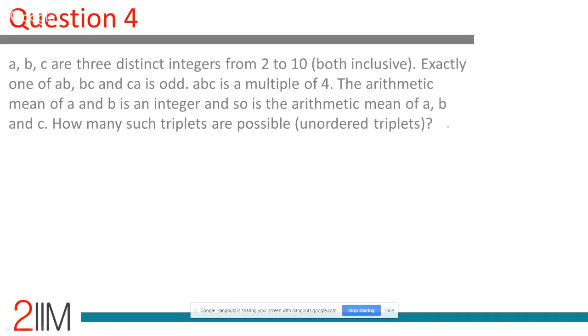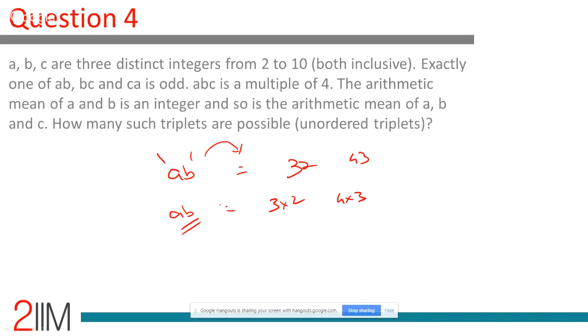A, B, C are 3 distinct integers from 2 to 100. Exactly one of AB, BC and CA is odd. And AB, BC and CA, they're not 2-digit numbers. That would come. You take that generally as a thumb rule. The number is given as AB. We are looking at numbers like 32 and 43. If it's AB, that is 3 into 2 and 4 into 3. And with the quotes, you are referring to a 2-digit number. If it's just AB, we are referring to the product of A and B. So AB, BC, and CA is odd. ABC is a multiple of 4.